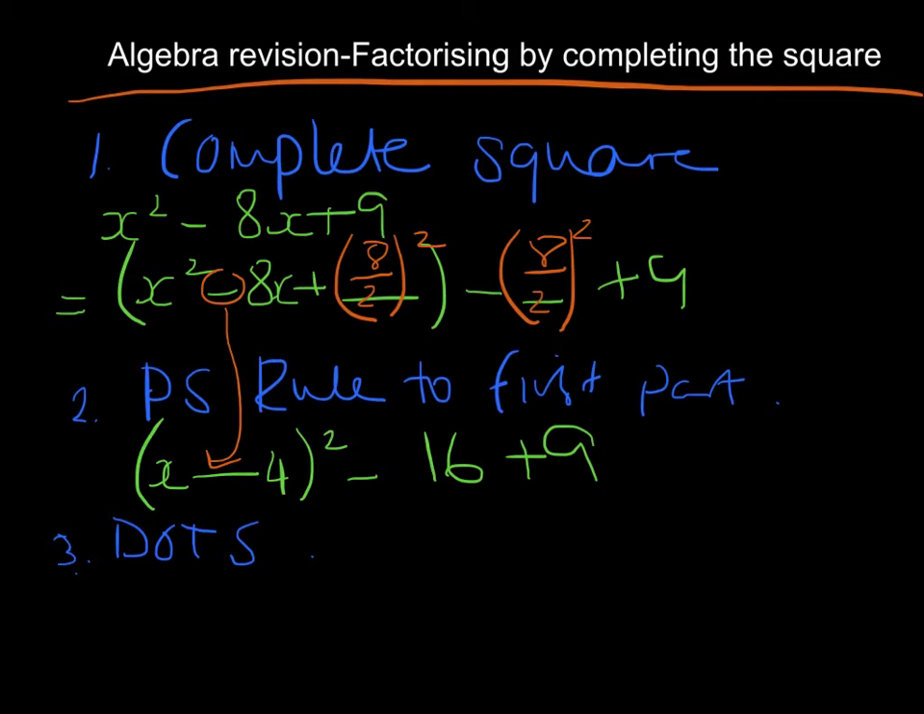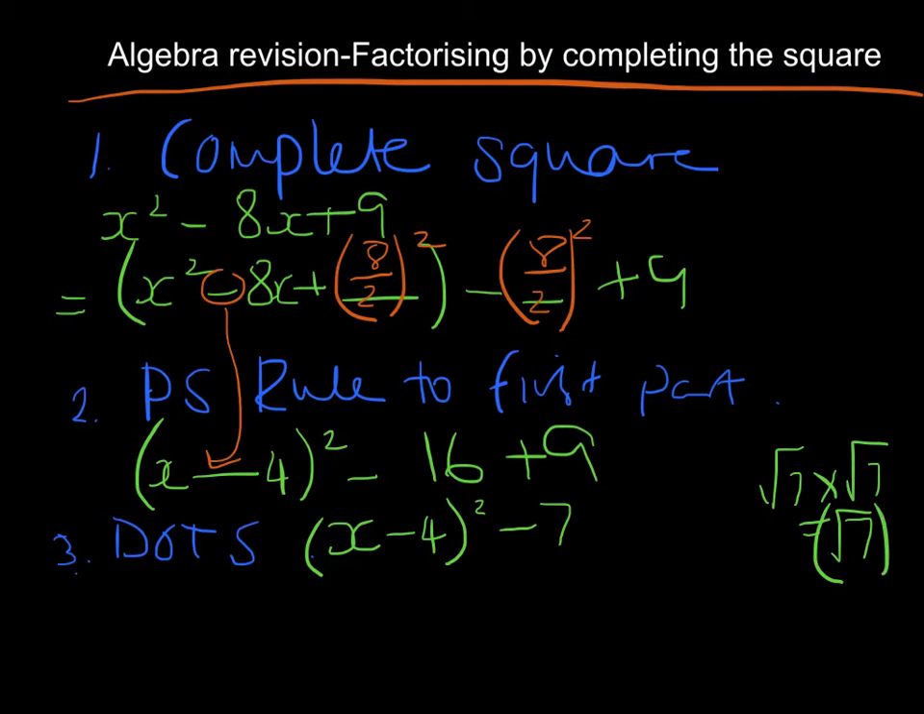So 16 plus 9, that's a negative, remember. So what I've left with is 7. So that's the same as x minus 4 squared minus 7. I've now got my difference of 2 squares. Remember that 7 is the same as, I could say surd 7 times surd 7 equals 7, right? So I can actually make it as surd 7 squared, right? So my actual squared number for the second thing there is the square root of 7.